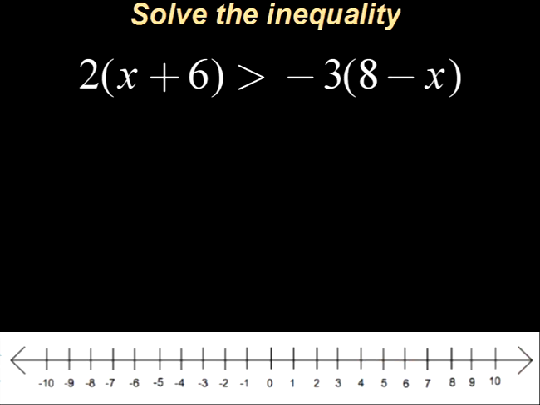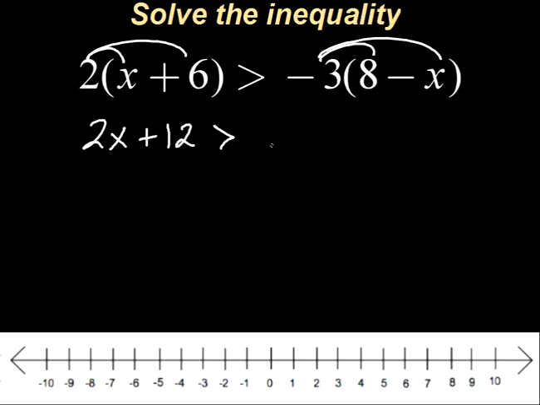Here we have 2 times the quantity x plus 6 is greater than negative 3 times the quantity 8 minus x. All we have to do from here is to distribute on both sides. 2 times x is just 2x, and 2 times 6 is 12. We'll distribute on the right. Negative 3 times 8 is negative 24, and negative 3 times the negative x is positive 3x.